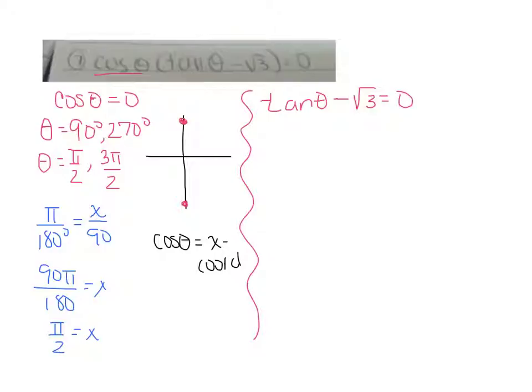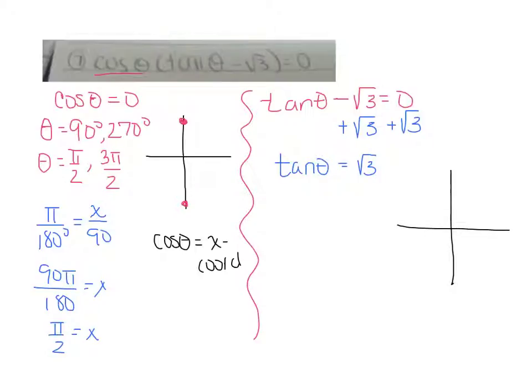For the second one, tangent theta minus radical 3 equals 0. The first thing you do is add the square root of 3 to both sides, and we are getting tan theta equals square root of 3. So in terms of the unit circle now, you have to look at a ratio of sine and cosine. So tangent is sine over cosine. So I'm going to write that here, which in terms of the unit circle means that tangent will be the y-coordinate over the x-coordinate.